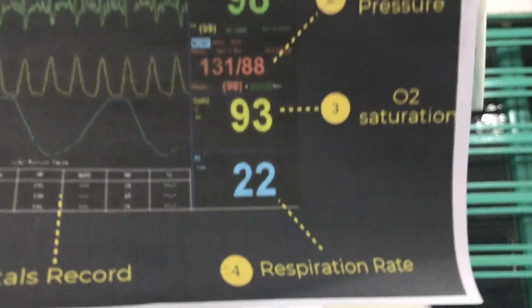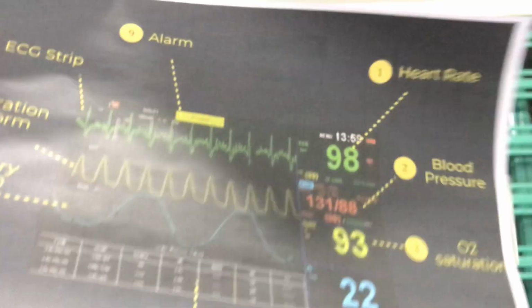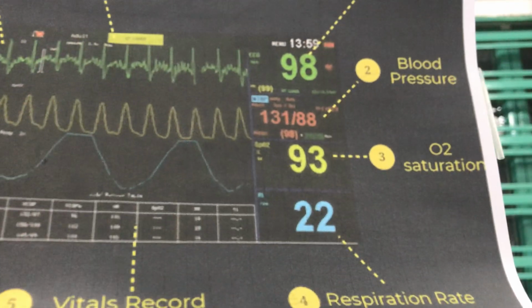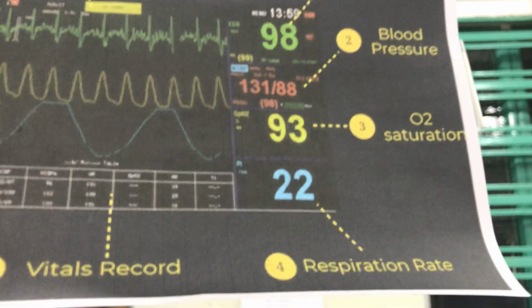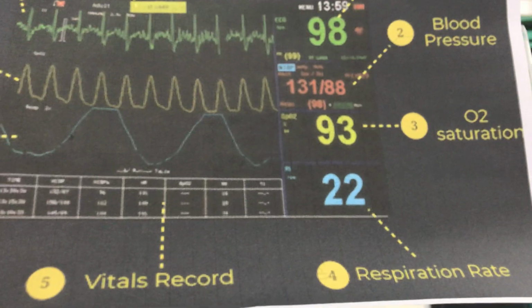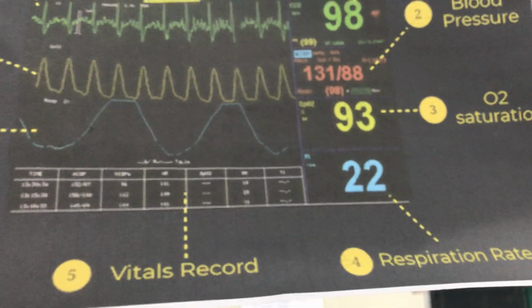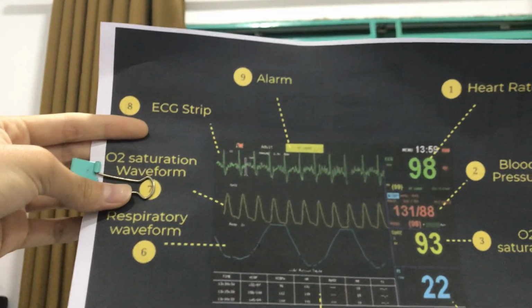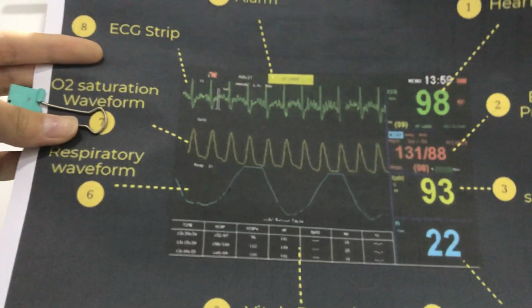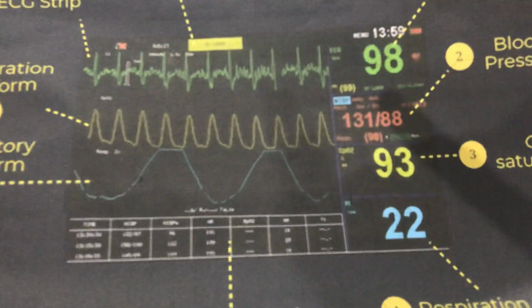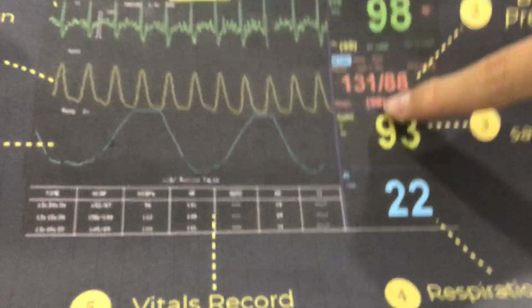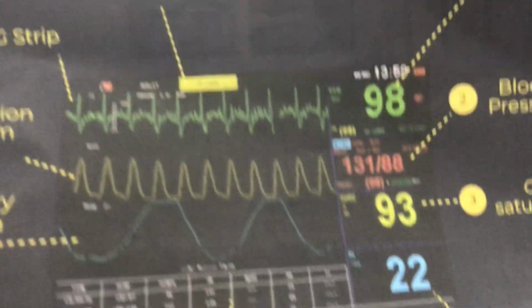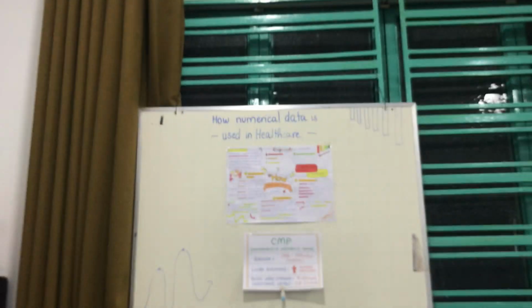There's also respiratory rate, which is counted in breaths per minute. The number of breaths taken per minute for a healthy adult is typically 12 to 16 breaths per minute. So that is an example of monitoring vital signs with numerical data. As you can see, this is all numbers: 98, 131 over 88, 93, and 22. So this is numerical data, and it is used to monitor vital signs of patients.